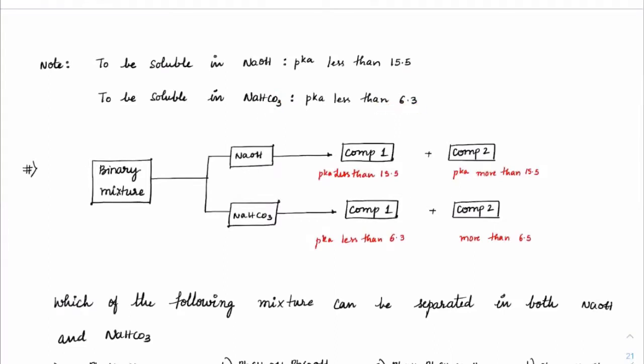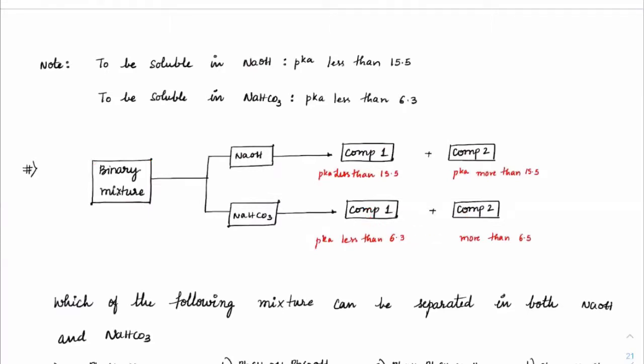Got it? Then and only then we can expect that they will be dissolved in NaOH. Question was given like this. This was a JEE Advanced question, where he said a binary mixture is once treated with NaOH and once treated with NaHCO3. And I'm able to separate both of them by NaOH. I'm able to separate both of them by NaHCO3.